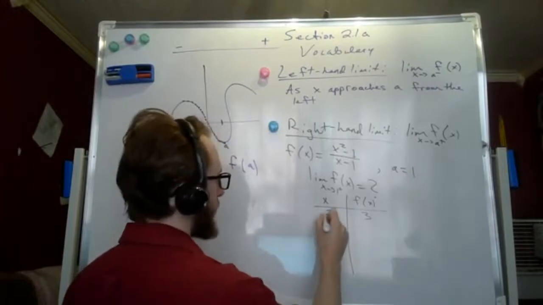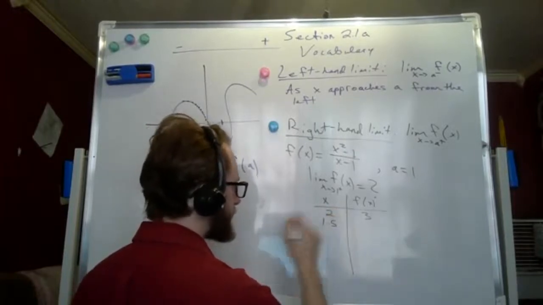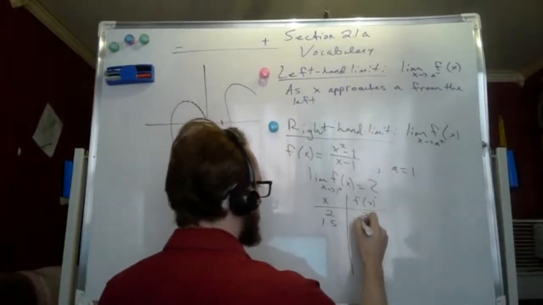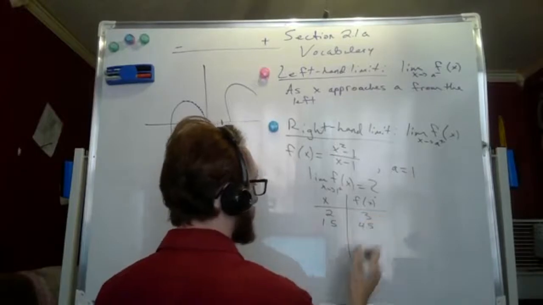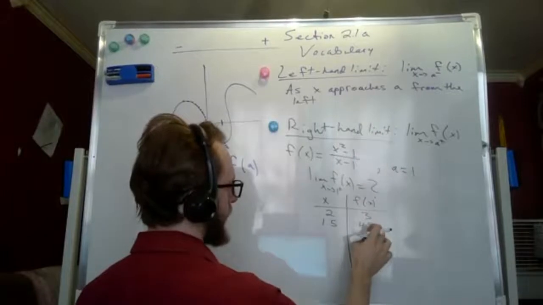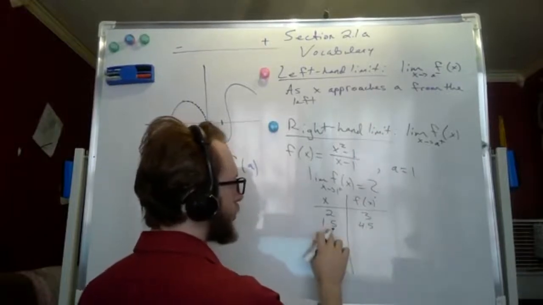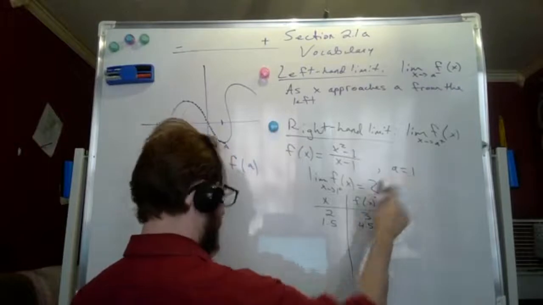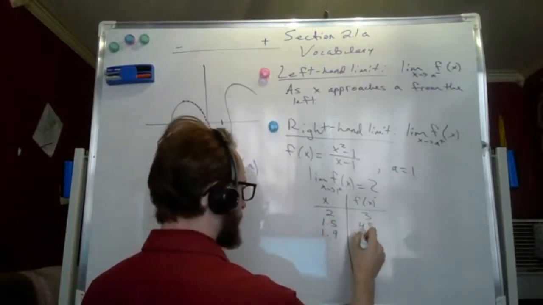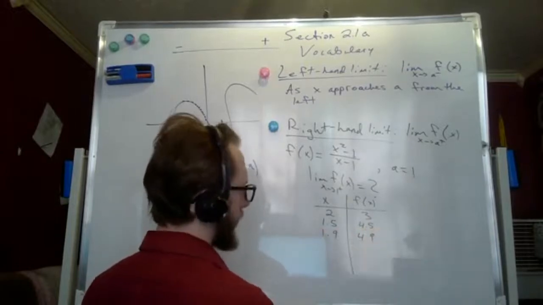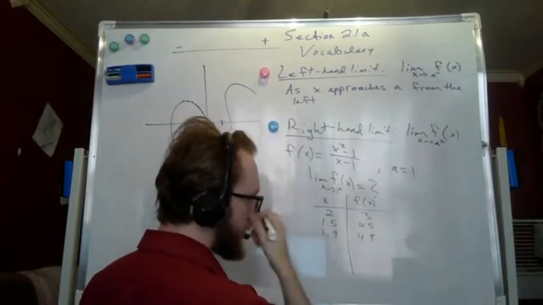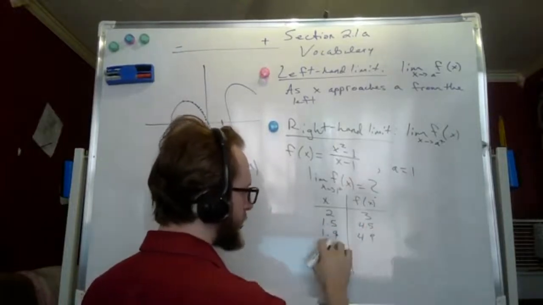So let's go a little bit closer. We can say 1.5. If we plug in 1.5, now I did this with a calculator, we get 4.5. We seem to be moving in an upwards direction, so we've got a higher f of x value. But 1.5 is still kind of far from 1, so let's try 1.9. Now we get 4.9. It seems like we're getting close to 5, but we're not really sure if that's what's happening.